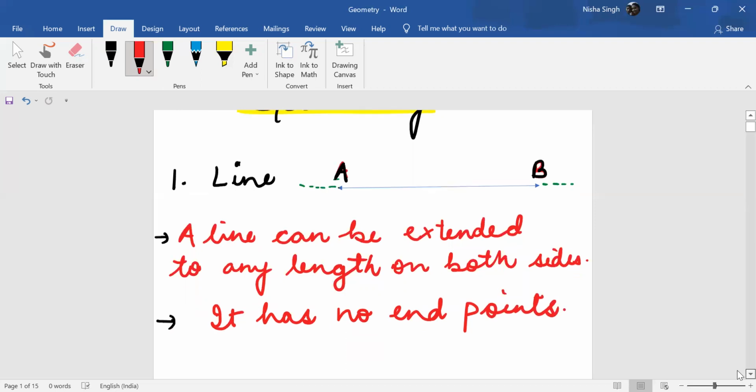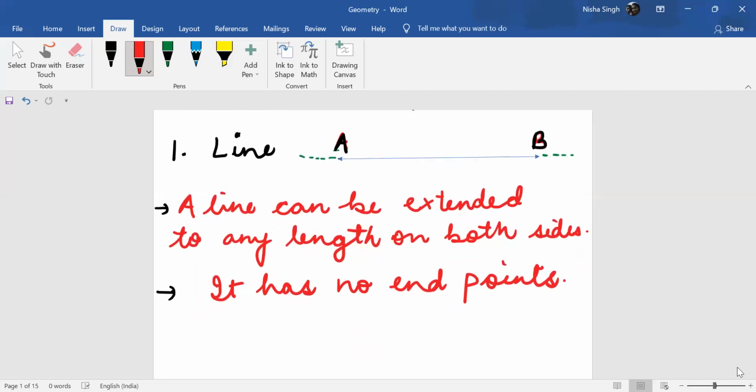A line has no length also. Line has no length. You cannot measure length because it does not have any end point. So you don't know where it is ending. That's why you cannot measure it. That's why you cannot tell the length of a line.